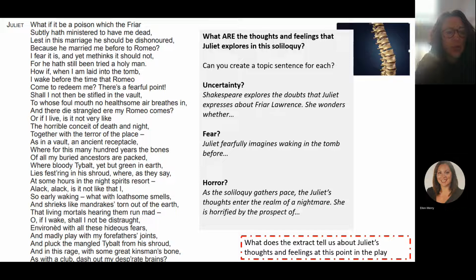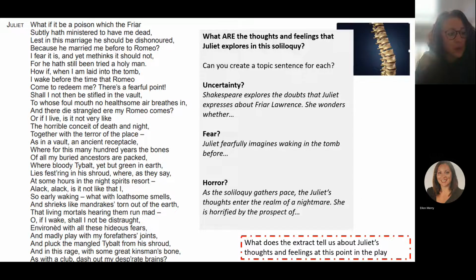Can you find quotations in this extract which show she's actually quite fearful, and horror? The soliloquy gathers pace, and we'll look at the structure in a moment, but the thoughts enter the realm of a nightmare as this pace develops through the soliloquy. She is horrified by the prospect of waking up, being buried alive. So what does this tell us about Juliet's thoughts and feelings at this point in the play?